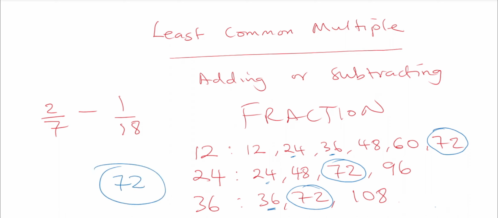Okay. And if I were working in a fraction, if I were adding or subtracting fractions, and for instance, the denominators had 12, 24, and 36, then I could be using 72 as the LCM to help me to add or subtract the fractions. Okay. Now, listing the multiples to find the LCM is very easy.